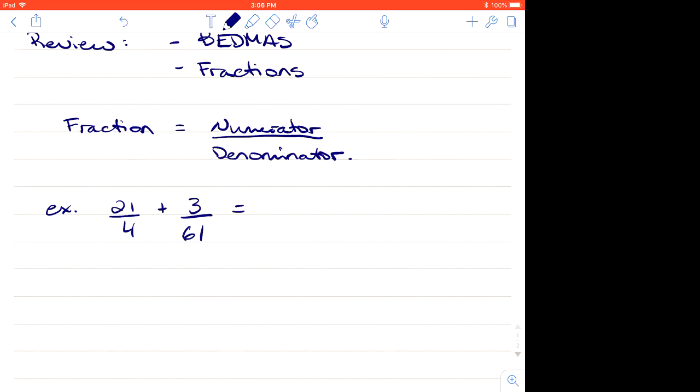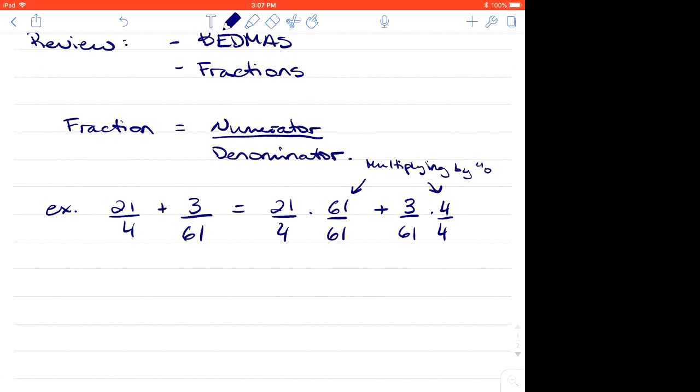What am I actually doing there? I'm actually just multiplying by 1, so nothing's really changing, right? But that's how we get the common denominator, right? So it's going to end up looking like 21 over 4 times 61 over 61, and then separately adding 3 over 61 times 4 over 4. Technically, just multiplying by 1. I'll put 1 in quotes, right? It is 1. 61 over 61 is 1. 4 over 4 is 1. And we're not changing anything, and that's the key.